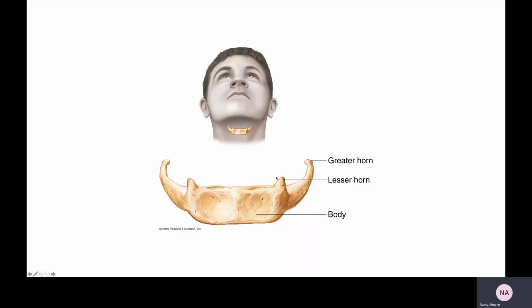This is a hyoid bone. The hyoid bone is unique because it is the only bone in the body that does not articulate directly with another bone. You have soft tissue and muscles attaching it. It's used for the attachment point of soft tissue and muscles in the neck.